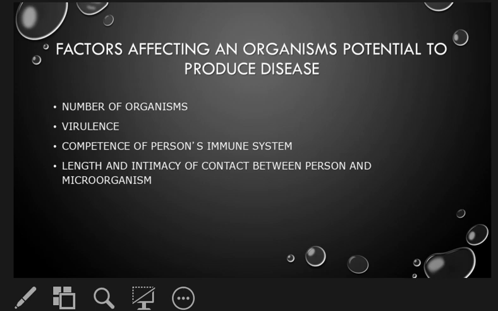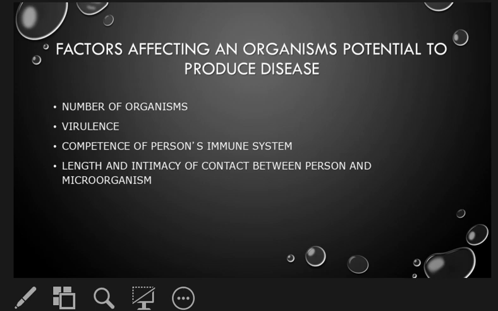So let's talk about the factors affecting an organism's potential to produce disease. A greater number of organisms leads to a better attacking of the host and therefore a greater likelihood of producing disease. The virulence is the ability of the pathogen to invade and injure the host, and it depends on the pathogen's DNA and the correct type of host.